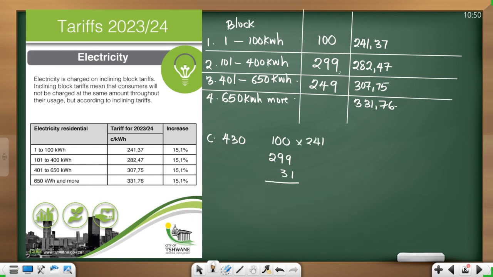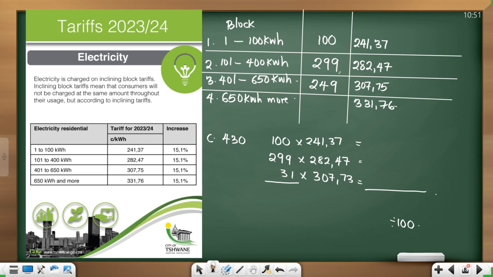This will be 241.37. This is 282.47. This is 307 because I'm in block 3. Remember what we did? You multiply, you add, and then you divide by what? 100.